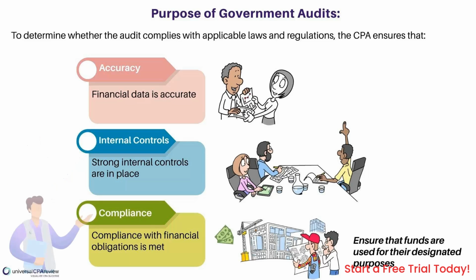All right, so finally we have compliance. This is also going to get assessed. This refers to whether the organization is meeting its financial obligations under grant agreements, contracts, or applicable laws. So in other words, are they using the funds for their intended purposes? Right, the name of the game here is to help ensure transparency, accountability, and proper stewardship of public funds.